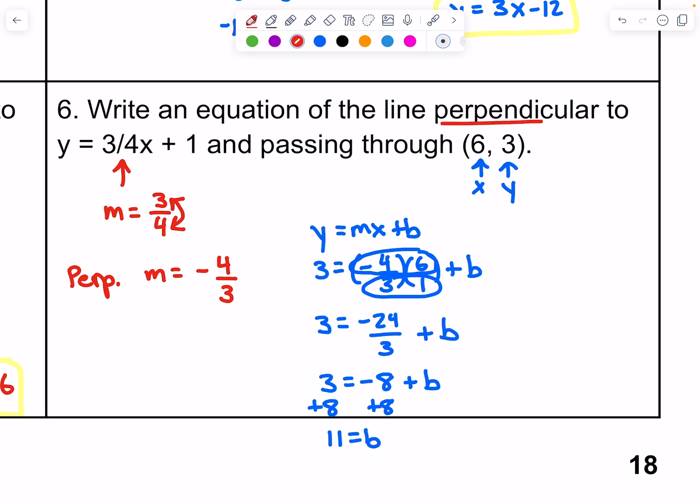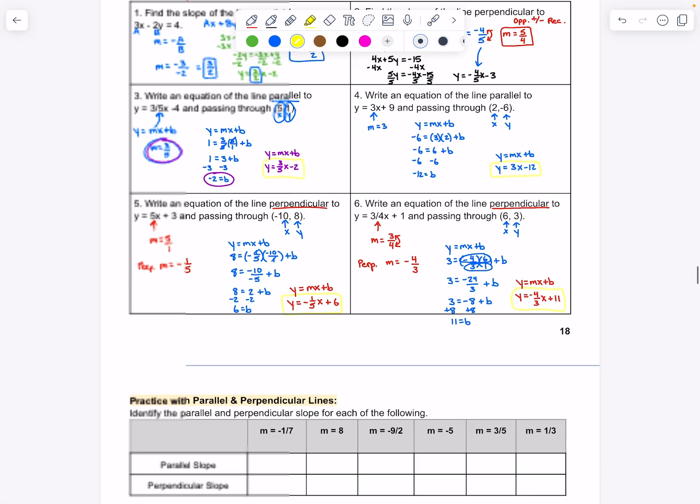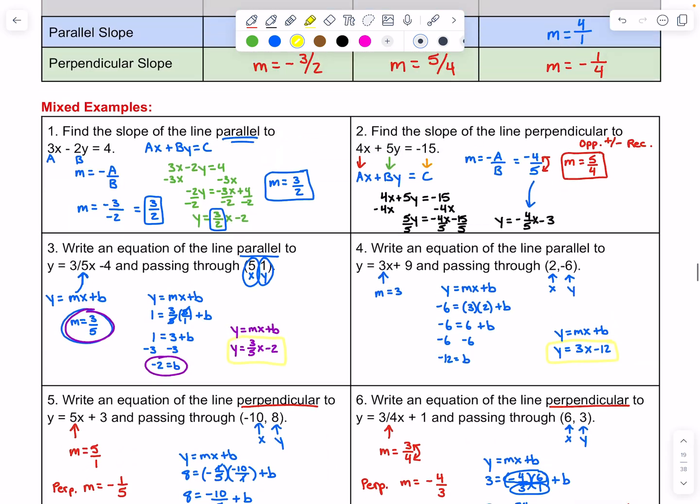So perpendicular to this line would be y equals mx plus b. My slope is -4/3. And then I have x, and then I found my b value was 11. All right, so that's it for lots of good examples of what we could be asked about parallel and perpendicular lines.